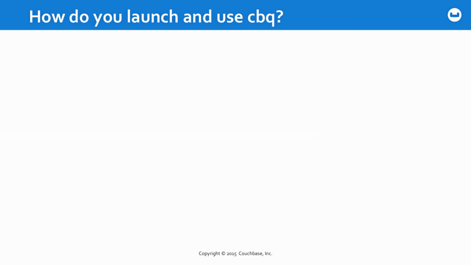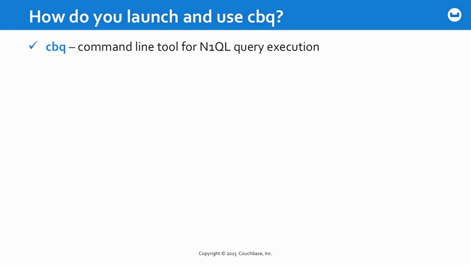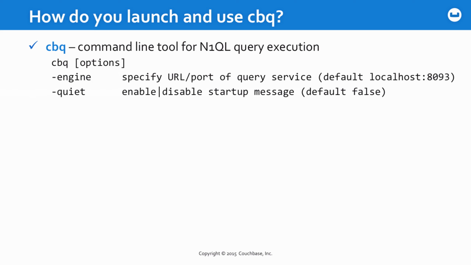Now, once you've created the bucket, you're going to be running queries. You'll do this in this course using a command line tool called CBQ, which allows you to execute N1QL queries. It's simply CBQ followed by a set of options to launch it. You can specify an alternate URL or port. By default, it's going to assume you're running against a Couchbase server at localhost.